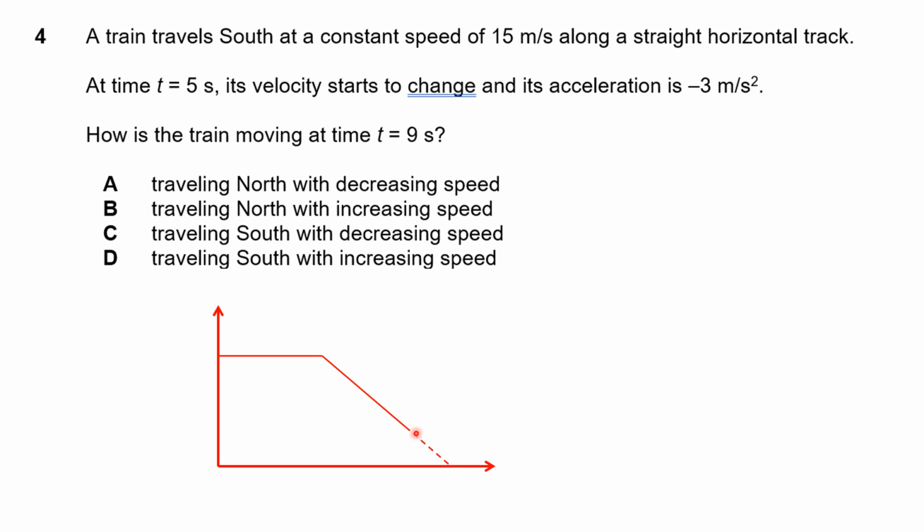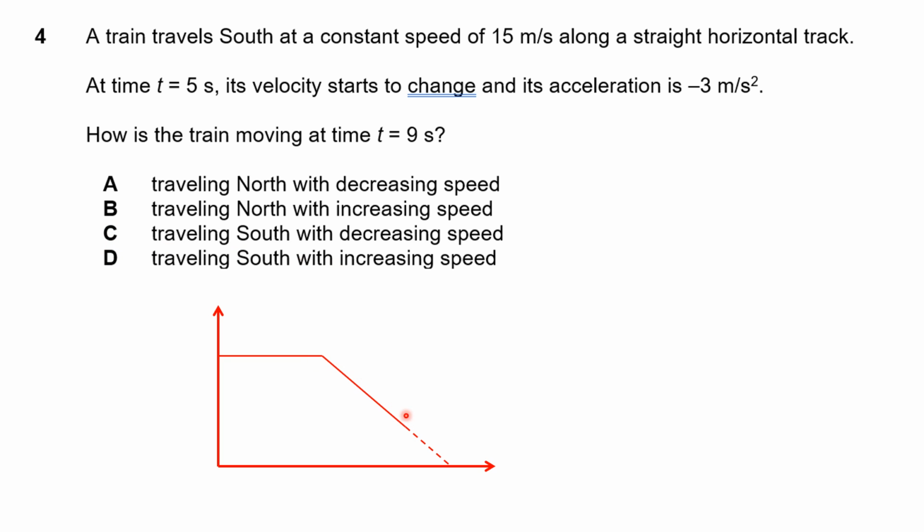I've put a dotted line here because we are stopping at 9 seconds. We are trying to find out what the train's velocity is at 9 seconds. But if you do the math, you will find that at t equals 10 seconds, it will actually come to rest at that moment. So at 9 seconds, you will see that it still has a positive velocity, which means that it is traveling south. So it's either C or D.